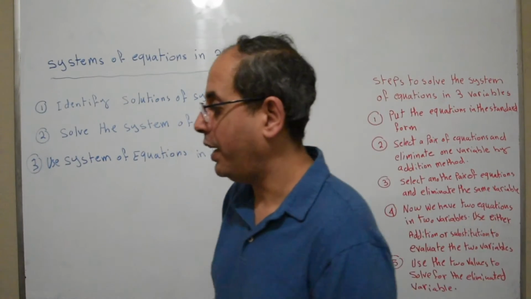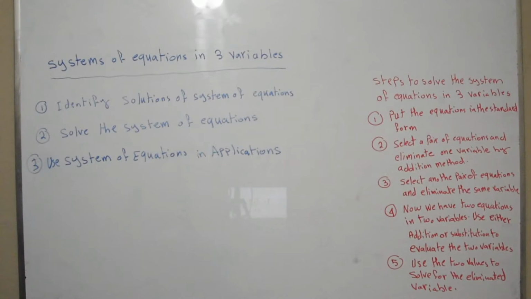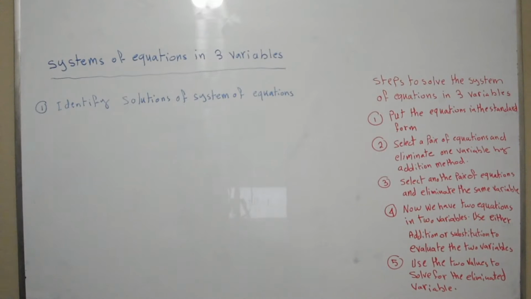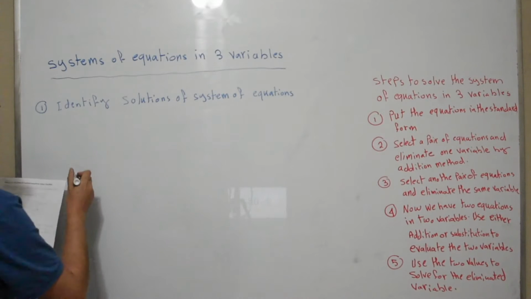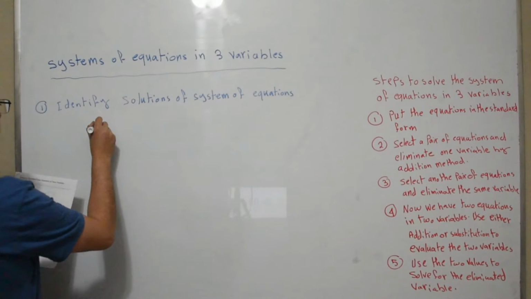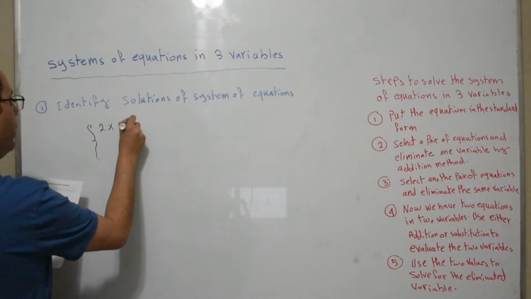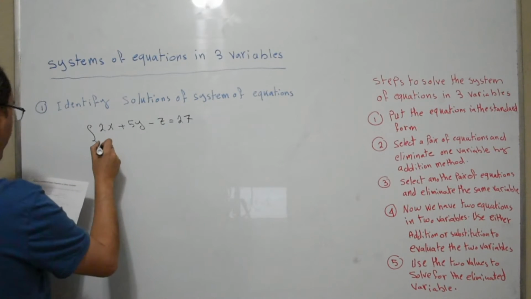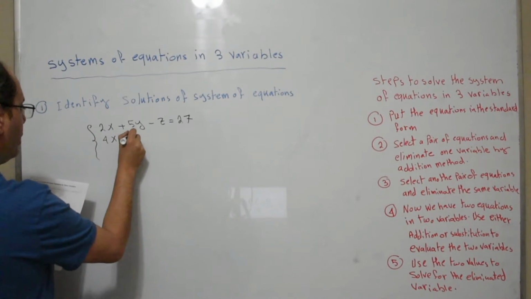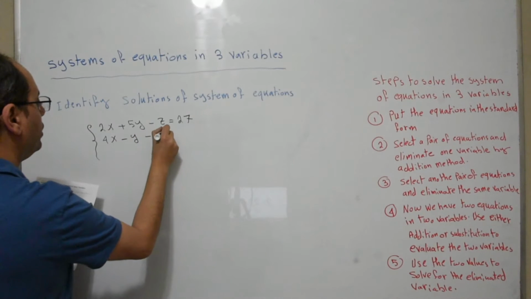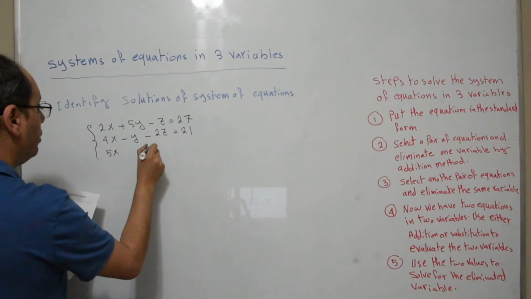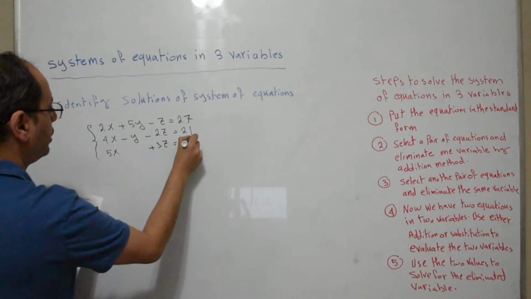Alright, so let's start with an example about identifying the solution. If I give you this system of equations: the first equation is 2x plus 5y minus z equals 27, and I have 4x minus y minus 2z equals 21, and the third equation is 5x, and there is no y, plus 3z equals 19.